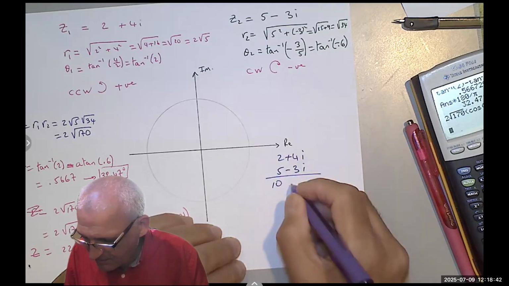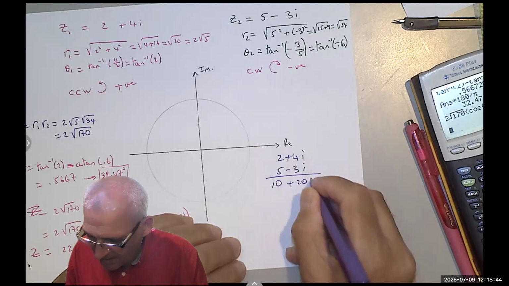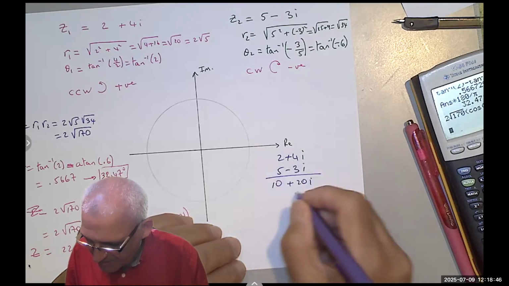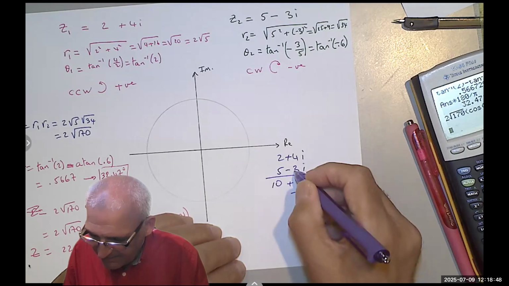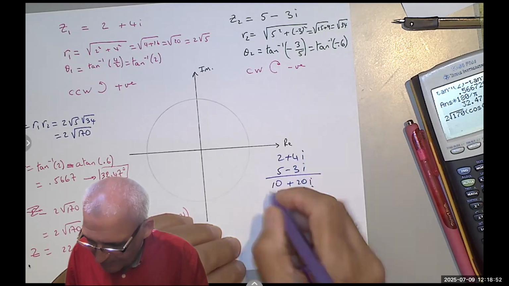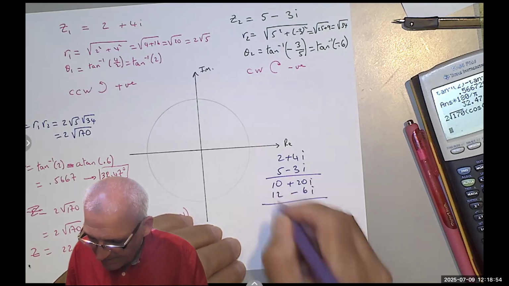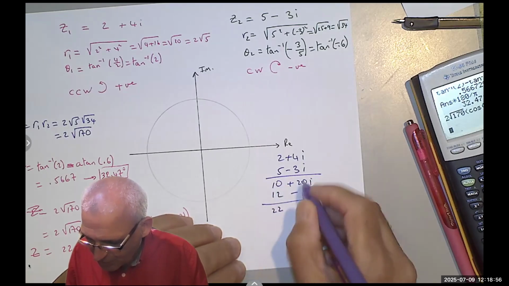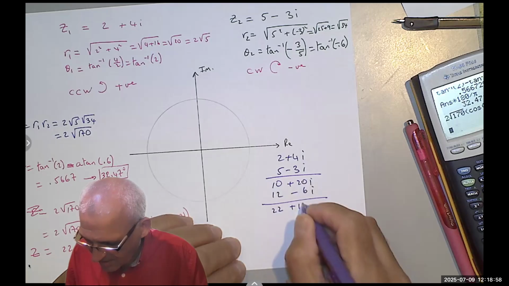5 times 4i is 20i. Negative 3i times 2 is negative 6i. And negative 3 times 4 is negative 12, but i squared is negative, so you get positive 12. Add them up. 10 plus 12 is 22. 20 minus 6 is 14i.